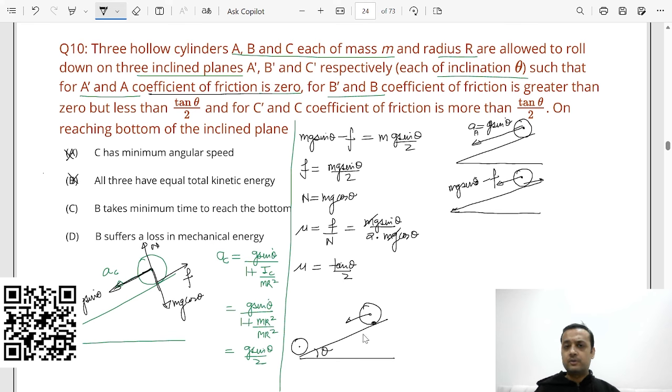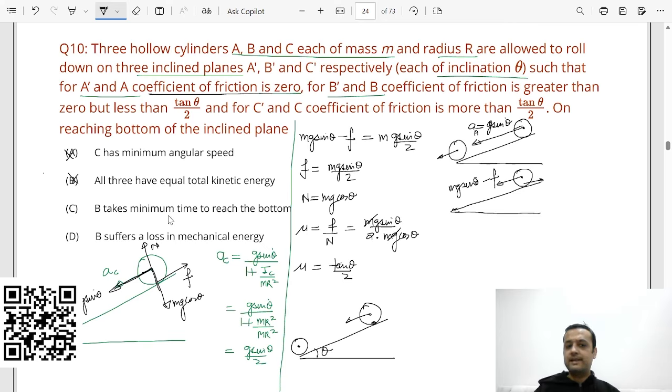The only difference is that in case A, the entire kinetic energy will be translational, that means because of linear motion, whereas in case C, the kinetic energy will be translational plus rotational. But the total kinetic energy will be the same. Case B will have minimum kinetic energy. So option B becomes wrong.